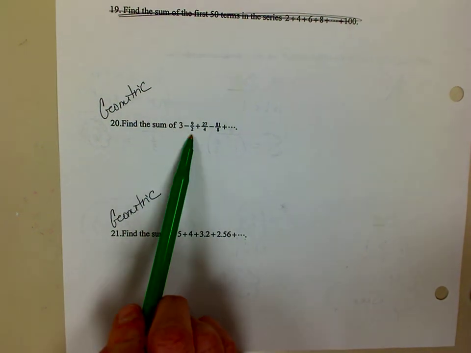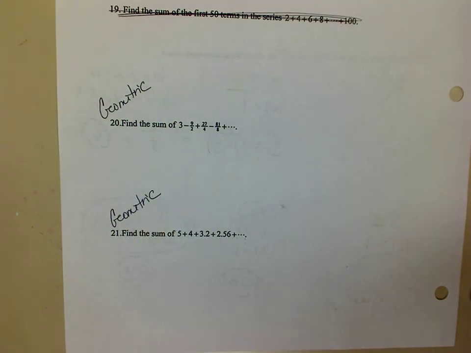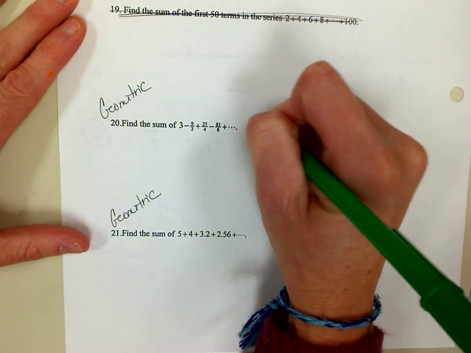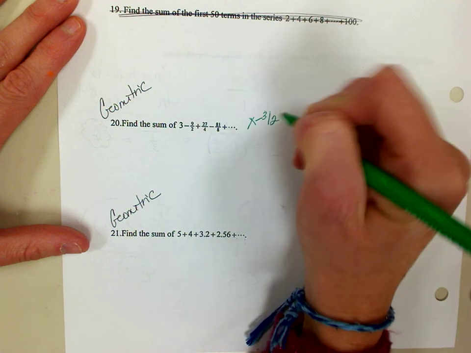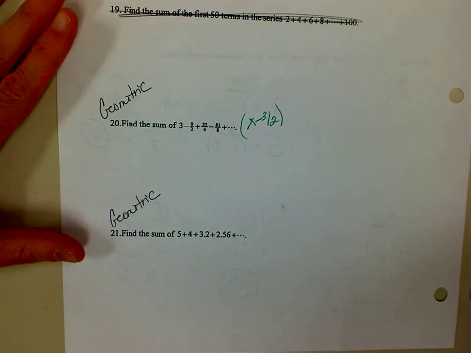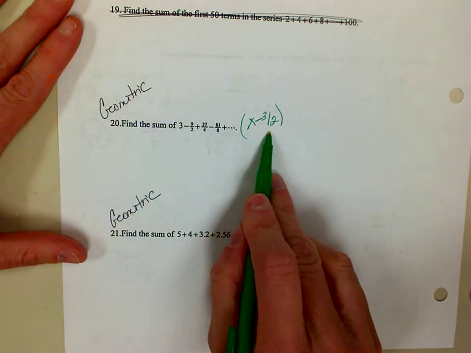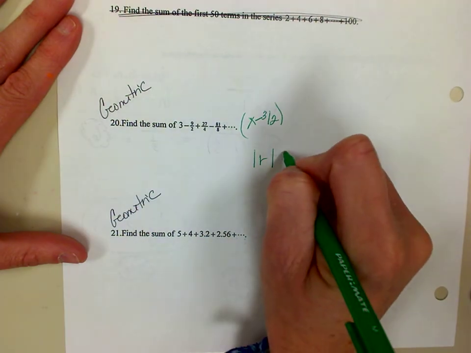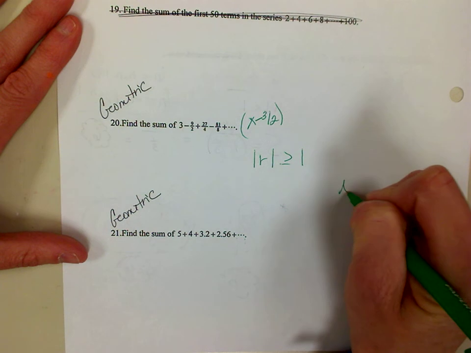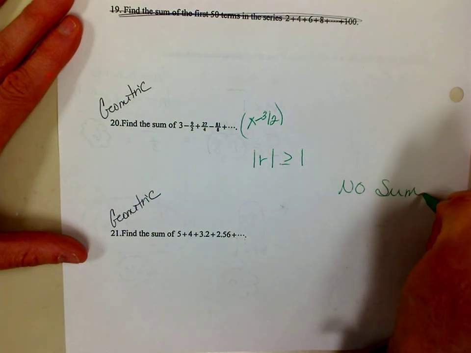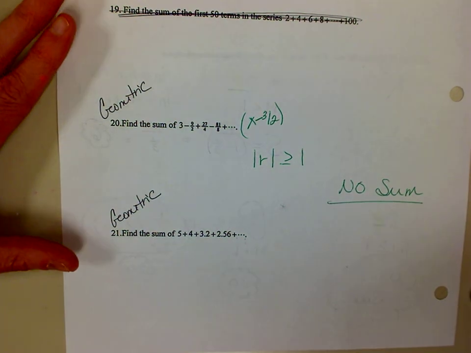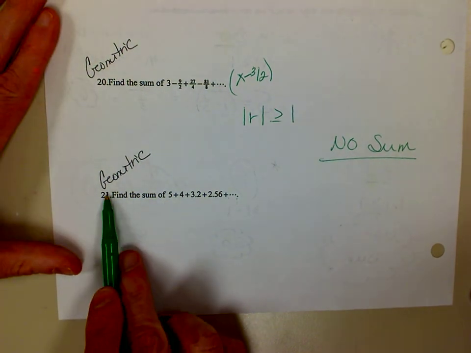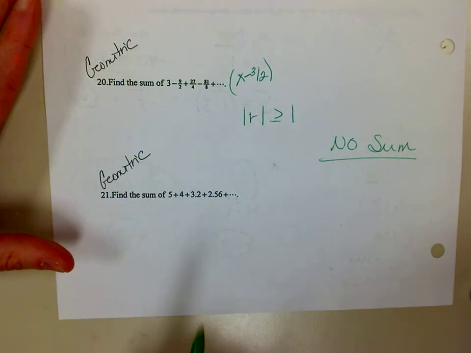So if I take -9/2 and divide it by 3, looks like my rate is I'm multiplying by -3/2. That is my rate. If I take the absolute value of that, I get +3/2. So since the absolute value of my rate is greater than or equal to 1, I can automatically say there is no sum. So I'm done with that one. Okay, the last one here. Again, I know it's geometric. I just forgot to write that in the directions.